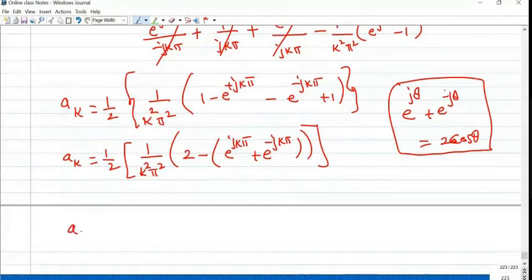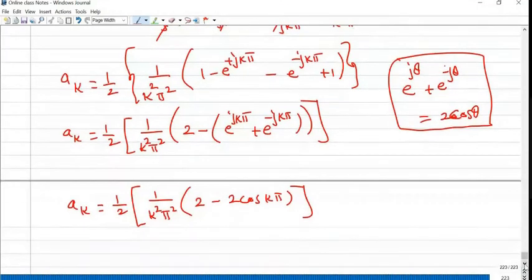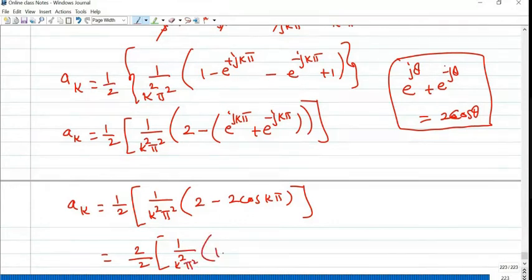So the value for ak: 1 divided by 2, 1 divided by k square pi square, 2 minus 2 cos k pi. Now k is available in all the terms, so we take 2 outside. This 2 by 2 will be cancelled. So 1 divided by k square pi square, 1 minus cos k pi. What is the formula for cos n pi? Minus 1 power n.